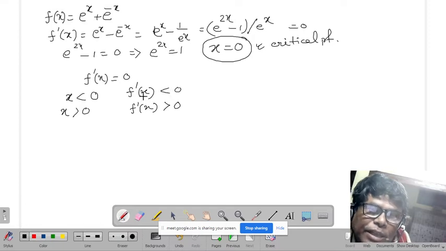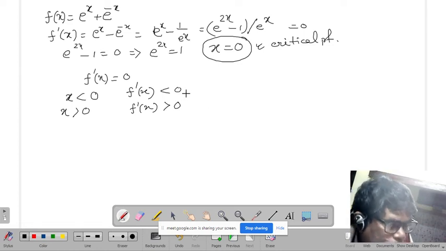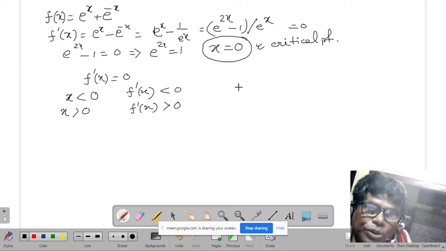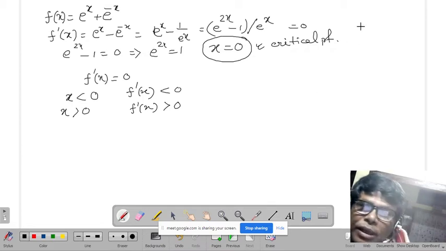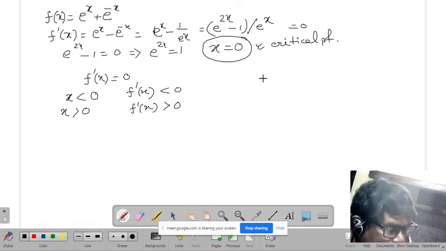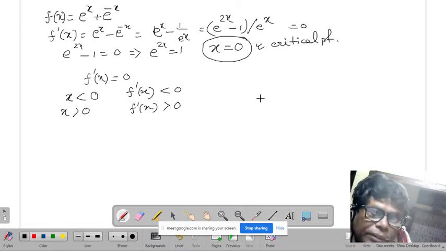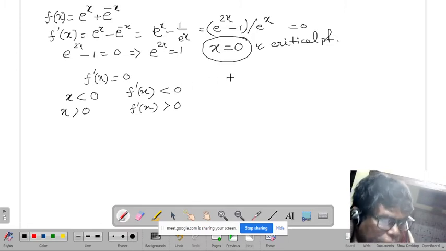This function is increasing on 0 to infinity and decreasing on minus infinity to 0. So the shape you have drawn it, I think. This is the way you can find out the decreasing or the increasing function.